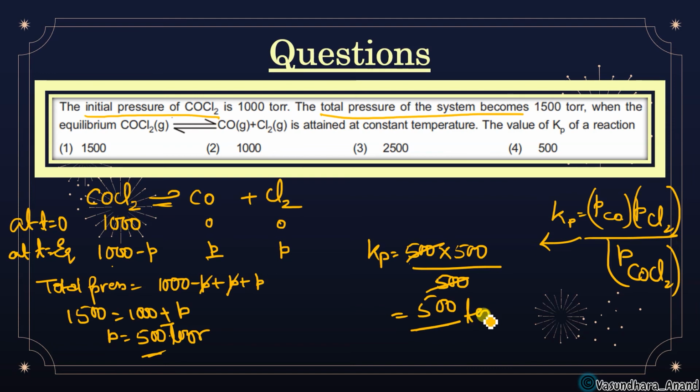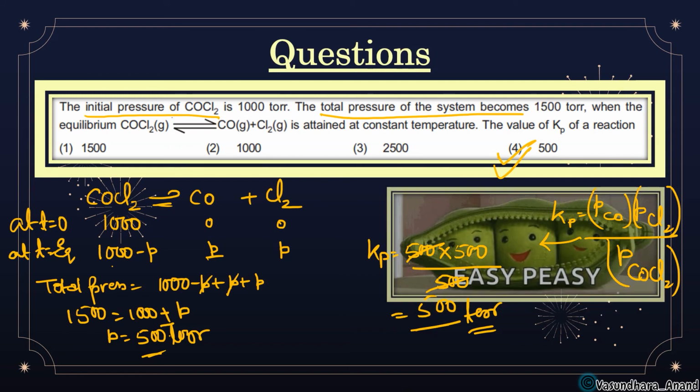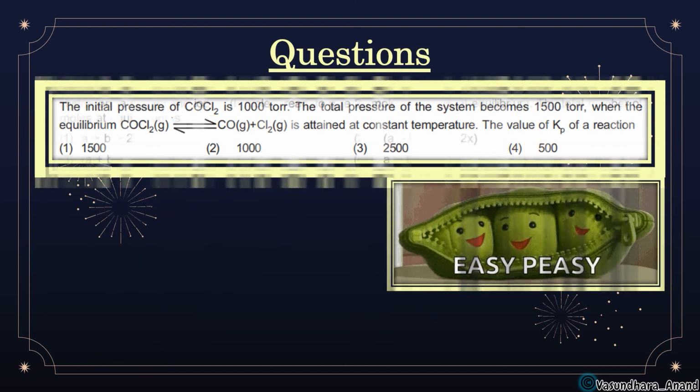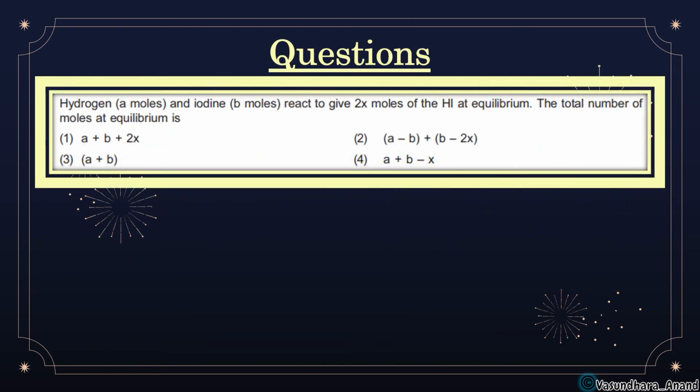This much torr. What is the correct answer? Yes, you are very much correct, and the answer is option 4. Got it? So now move to the next question. Easy peasy it was. They are also very happy because they solved the question. Okay, now the next question is: hydrogen A mole and iodine B mole.